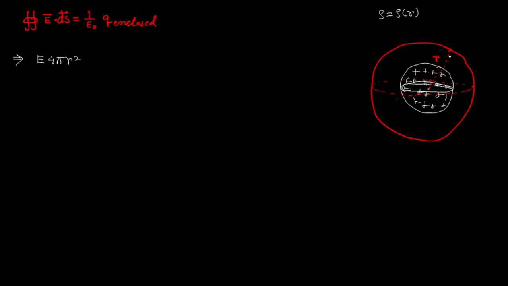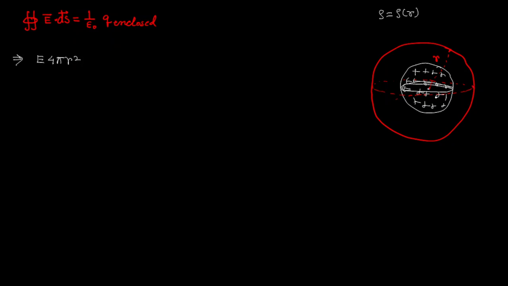If the electric field is constant over the surface and the electric field and area vector are in the same direction, then E dot ds will simply give E into ds. Since E is constant over the surface, we can take it outside, and then the integral of ds will give 4 pi r square. So before solving any problem, we have to justify these two assumptions: that at every point on this Gaussian surface the electric field is along the radial direction, and its magnitude on this surface is the same.